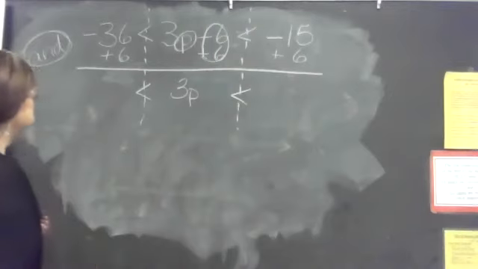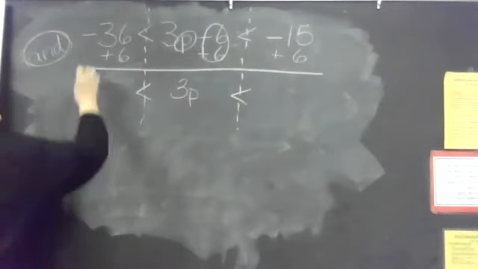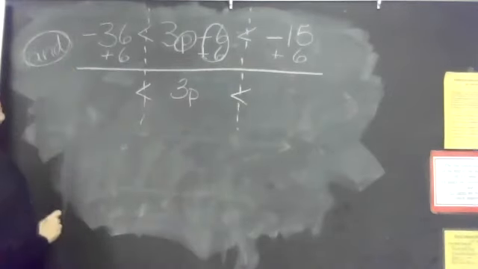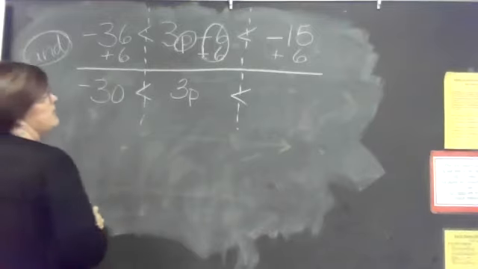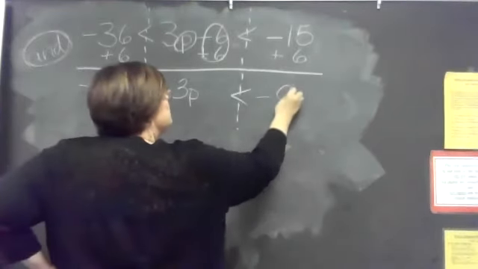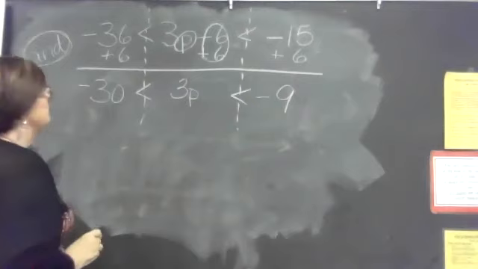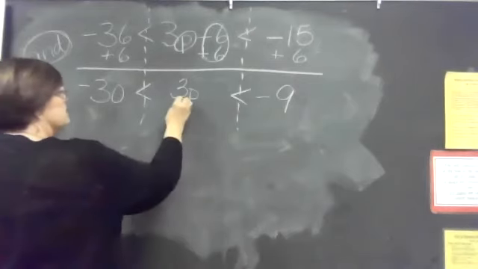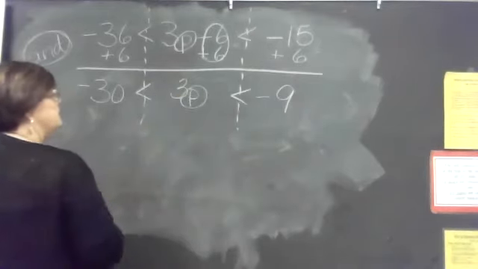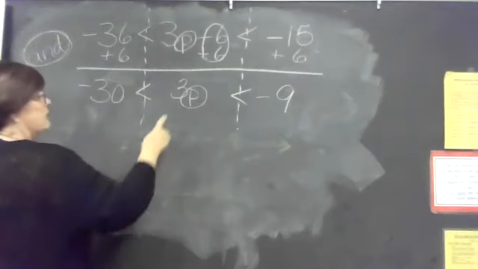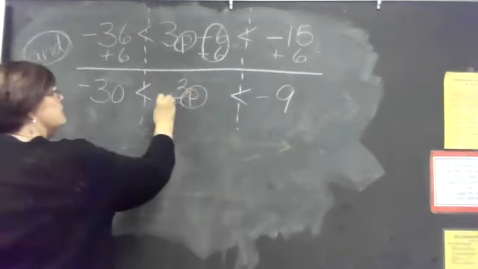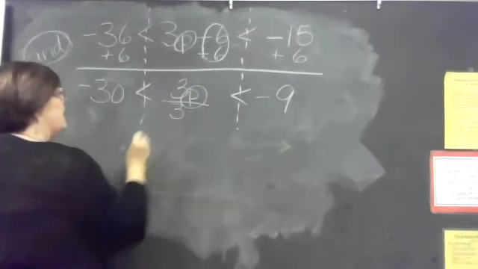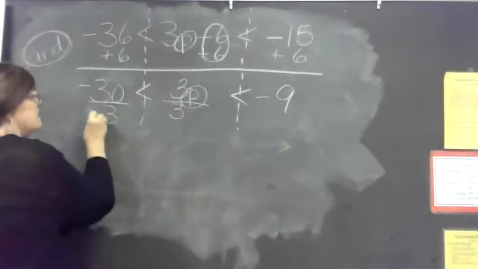And over here, again, you need to be aware of your rules for adding and subtracting negatives. This will be a negative 30. This will be a negative 9. We circle the variable again because it's not by itself, which says I've got to get rid of the 3. It's multiplied, so I'm going to divide by 3. I have to balance all 3 sides.